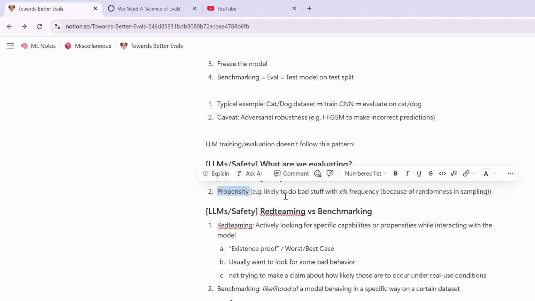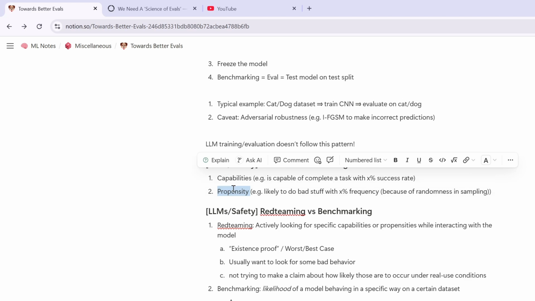The key distinction between these two things that we're evaluating for is under what sort of conditions. For capabilities, we're often doing worst case analysis, whereas for propensity, we'll be doing average case analysis. And I'll expand on this in the next point.